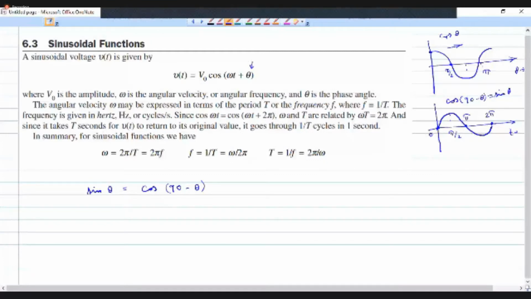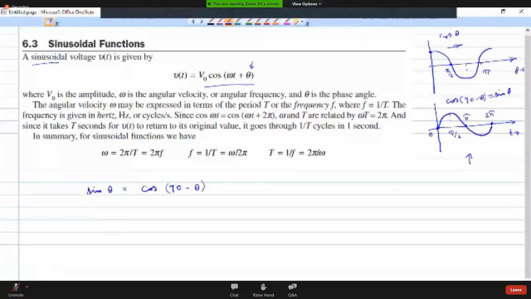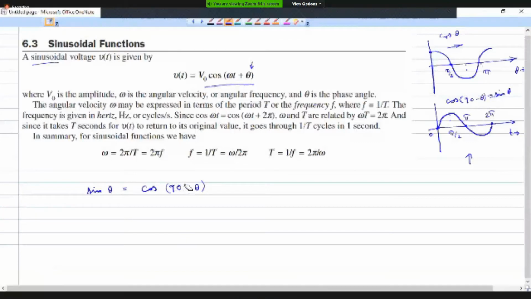So we can represent a sinusoidal voltage by a shifted cosine voltage. The amount by which it is shifted is given by this theta. In this particular case, I have marked theta equal to minus 90 degrees. So here I should have written omega t minus 90 degrees, right? Okay, minus 90 degrees.